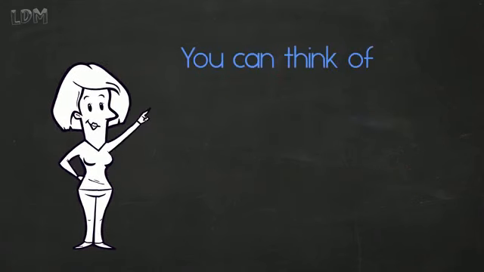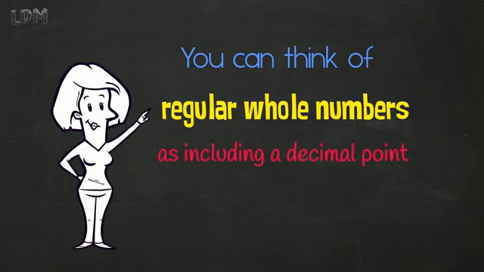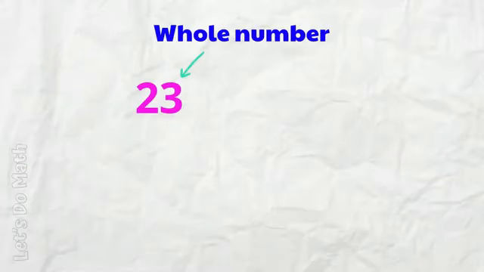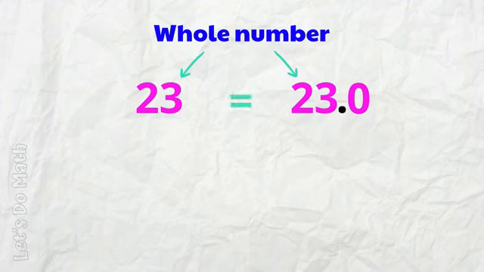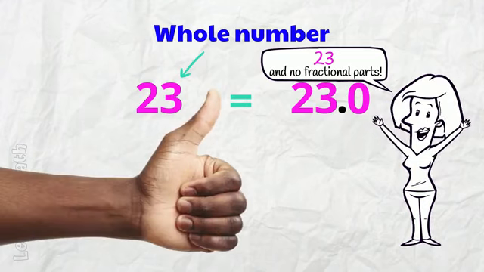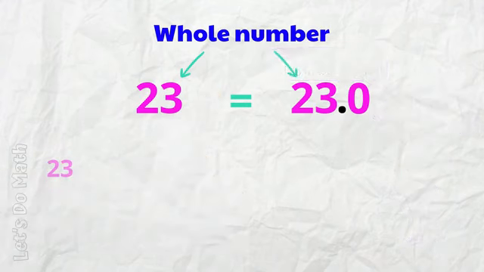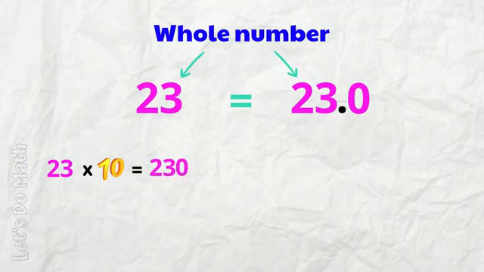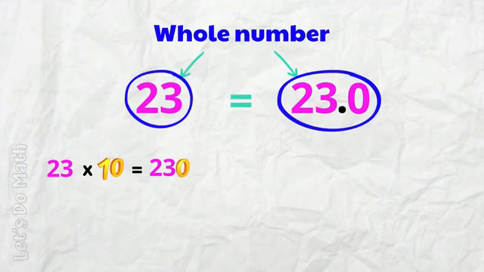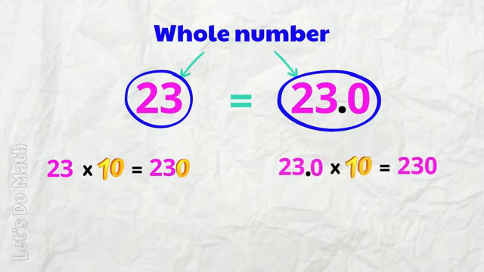You can think of regular whole numbers as including a decimal point, even if we don't usually see it. So 23 can also be thought of as 23.0. It's the same thing, it's just 23 and no fractional parts. No big deal there. When I multiply 23 by 10, you know we'll get 230 because when we multiply by 10, we put a 0 on the end. These two values are the same. So if I multiply 23.0 by 10, the answer will be the same.